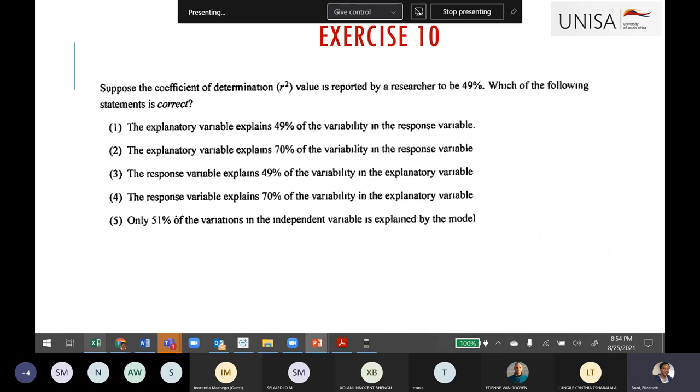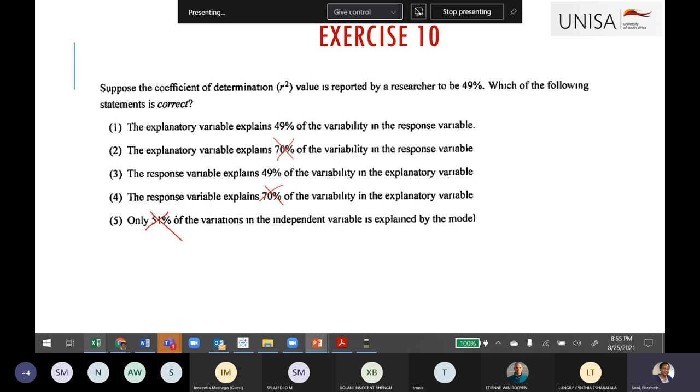So let's go through all the statements and see if they are correct. What I know is I'm not going to be interested in any statement that does not include the 49%. Suppose the coefficient of determination R squared reported by the researcher is 49%, so all the other values that are not 49% are not going to describe the statement.